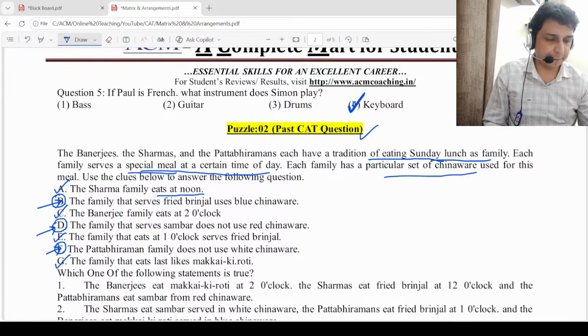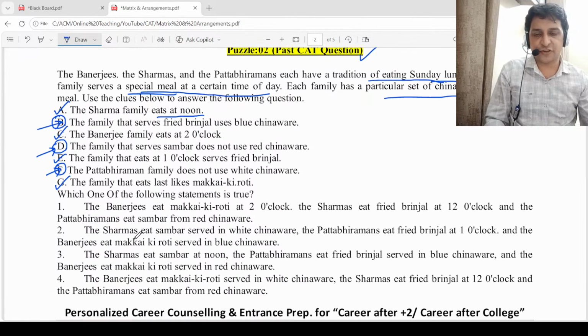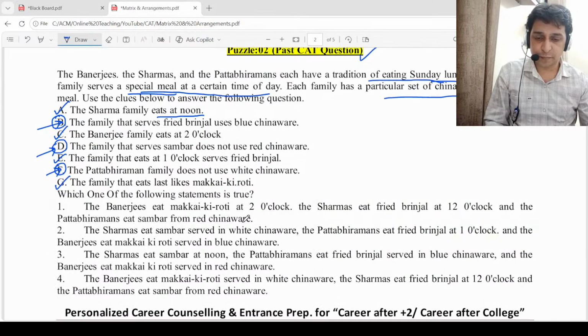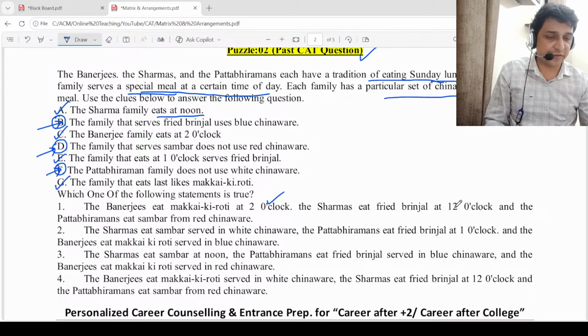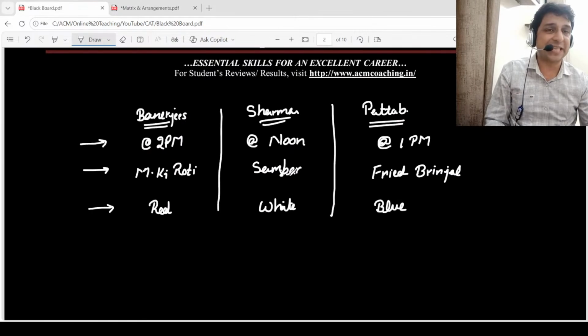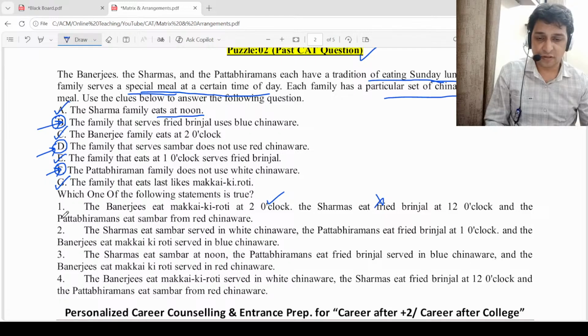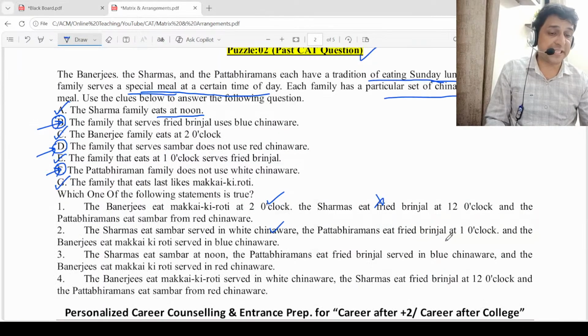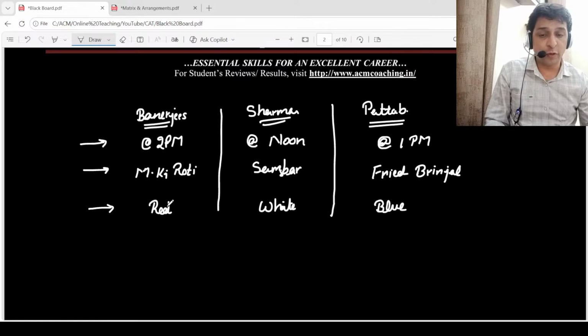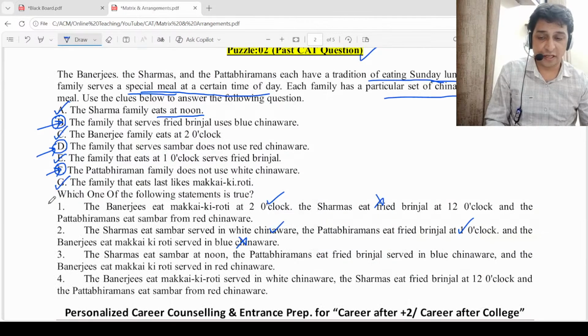Now let's see the question. Which of the following statements is true? The Banerjees eat makai ki roti at 2 o'clock. That is right. The Sharmas eat fried brinjal at 12 o'clock. No, they eat sambar, so that is not right. The Sharmas eat sambar in white. That is right. Pattabhiramans eat fried brinjal at 1 o'clock. That is also right. And Banerjees eat makai ki roti served in blue. No, they are served in red, so that is also not right. So option number 1 and option number 2 are out.